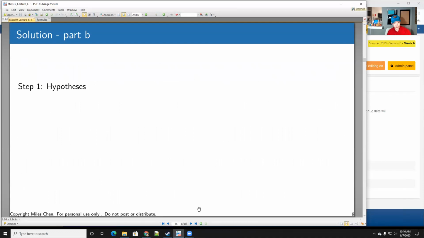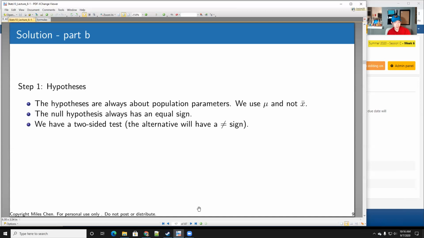Okay, then I will go ahead and conduct the second part of that question, which is carrying through the hypothesis test. When we write the hypotheses, it's important to remember that they're always about the population parameters. So we would never use x bar, which is a sample mean, but we would always use mu, which is the mean of a population. The null hypothesis always has an equal sign, and in this problem, we have a two-sided test, so our alternative will have a not equal sign.